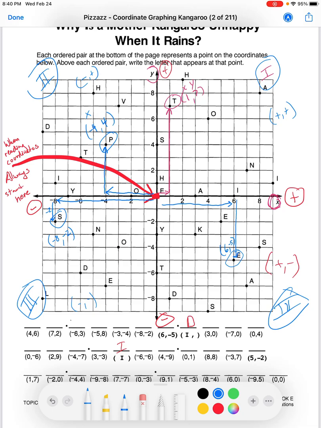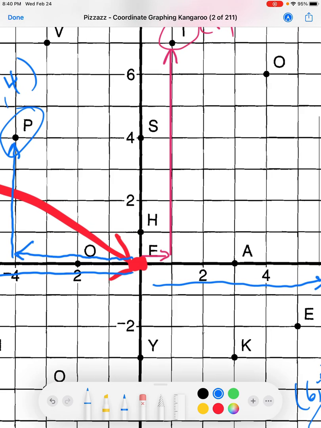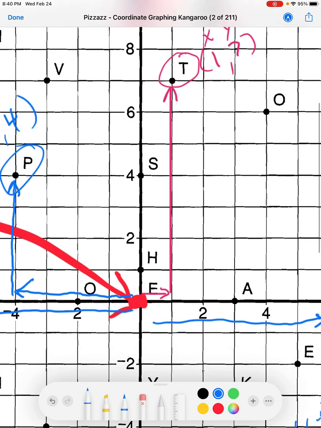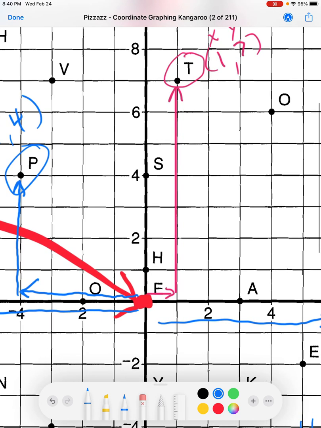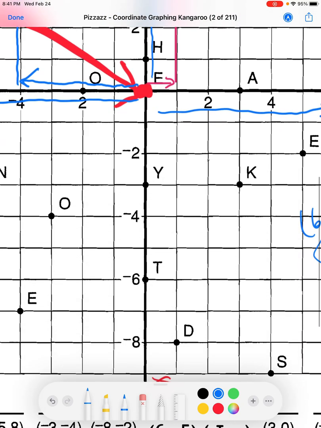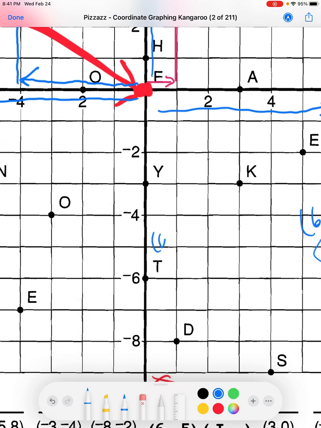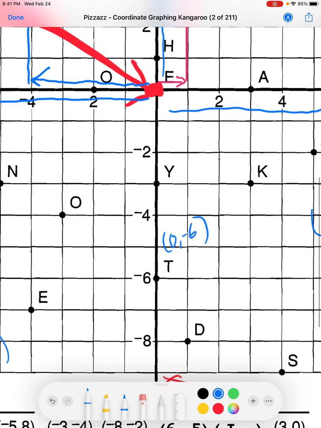Now there are a couple of very special cases, like for example, H and S right here, right in the middle. And when I don't move to the left or right, and then I just go up like here, right, since I didn't move to the left or right, I would put a 0 there, and then I would say 4. 0, 4 means you start right here in that middle by the red dot, and you move up 4 spots. Let's go down here though, like T. T would be 0, comma, negative 6.